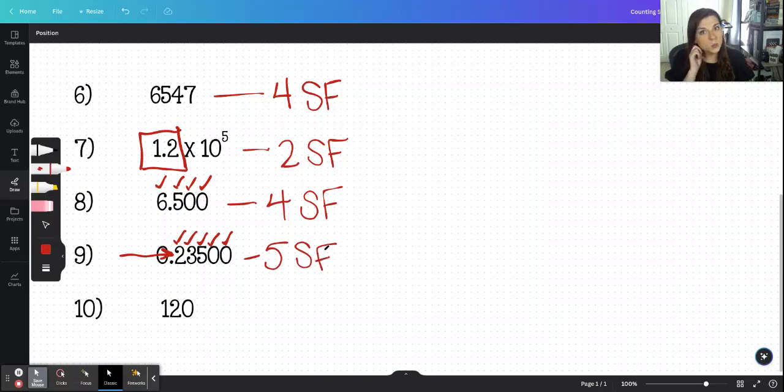And then finally, we have 120, which decimal is absent. So we have to approach from the Atlantic side, skip over the 0, count the 2 and the 1. That gives us 2 sig figs, and that is all.